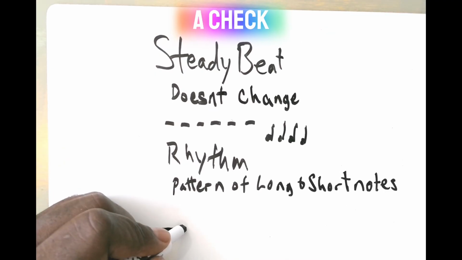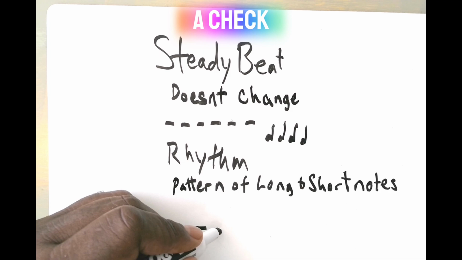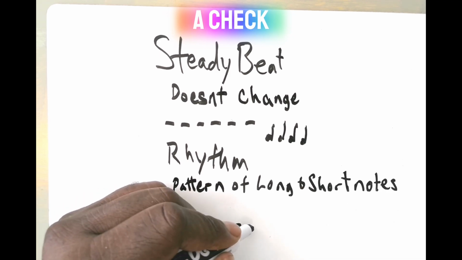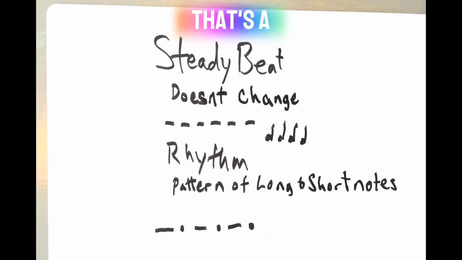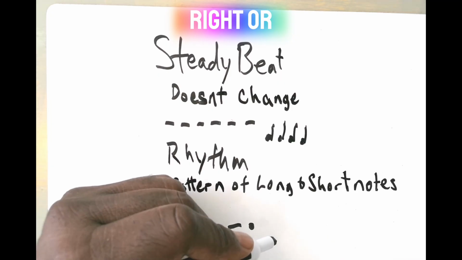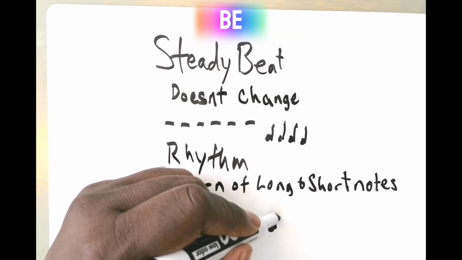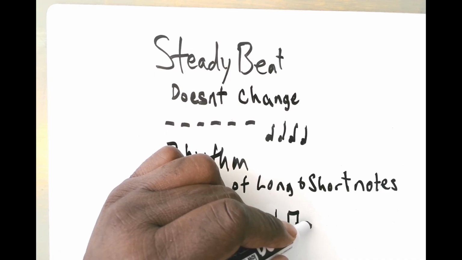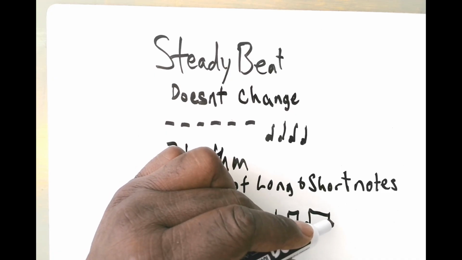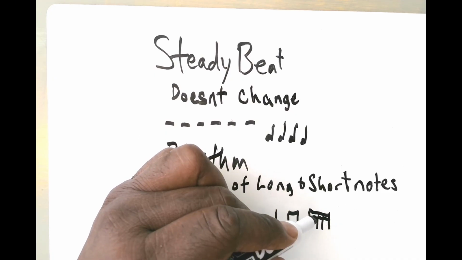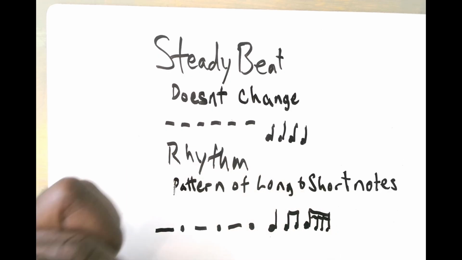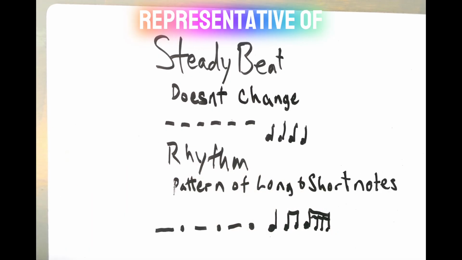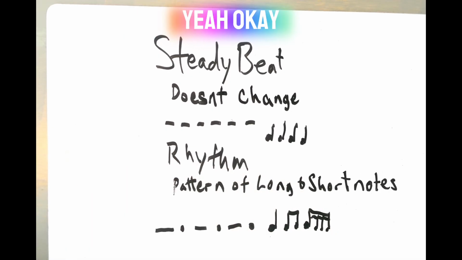So it might be a check and then a circle, and then a check and then a circle, and then a check and then a circle, right? That's a pattern, long and short, right? Or that could be another pattern. Either of those would be representative of that sentence, yeah?